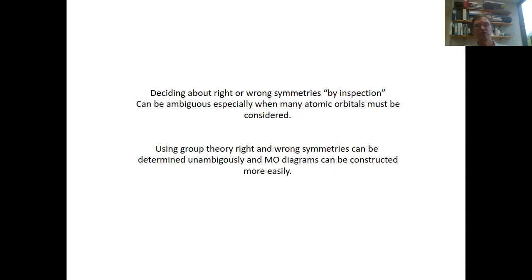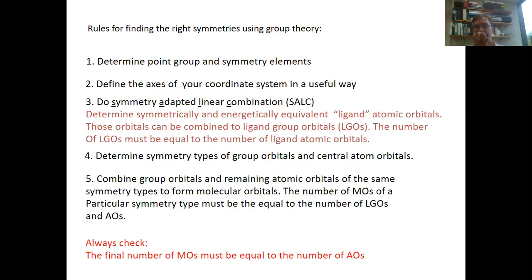So for that reason, there is a more formal approach to determining right and wrong symmetries, which is the so-called symmetry adapted linear combination approach, which applies group theory in order to make that decision. So using that formalism, less ambiguously, you can determine right and wrong symmetries of atomic orbitals, construct molecular orbitals. So that formalism applies a number of rules I would like to review briefly.